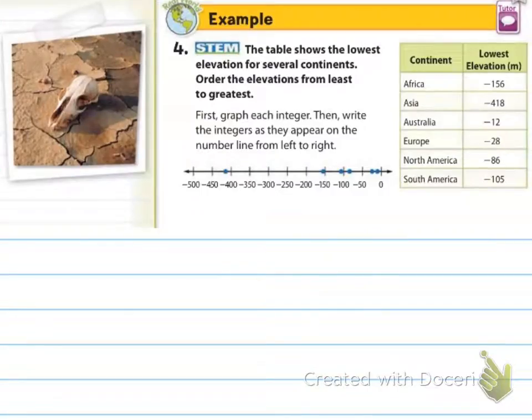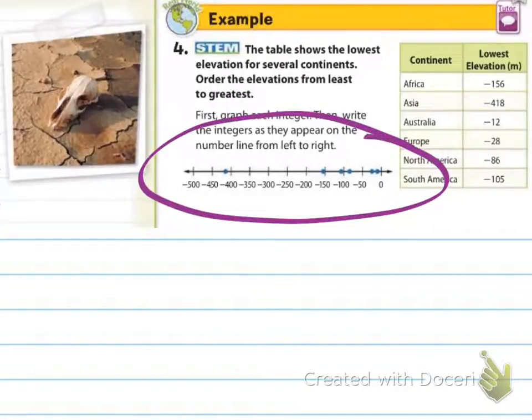Alright, this is another example, and now we're going to talk about some real world stuff. We've got elevation, and the table shows the lowest elevation for several continents. Order the elevations from least to greatest. They've given us this number line.